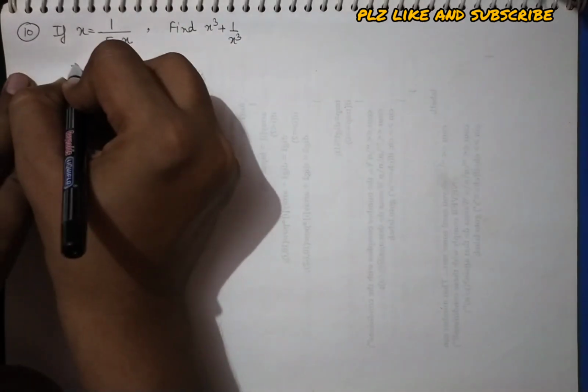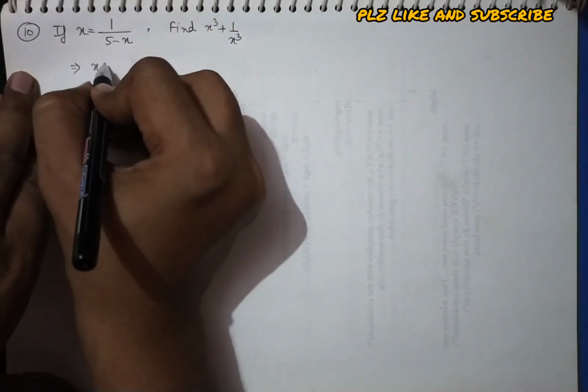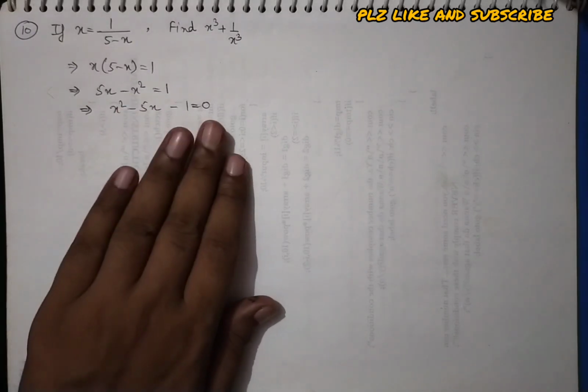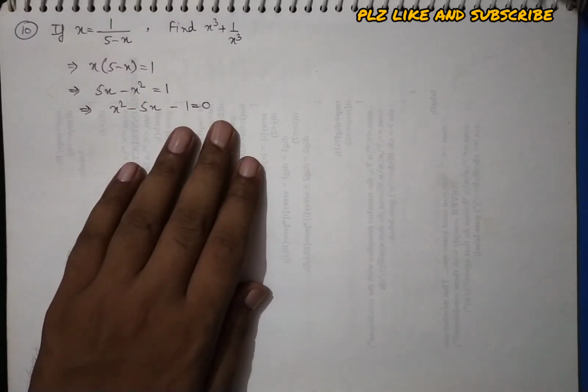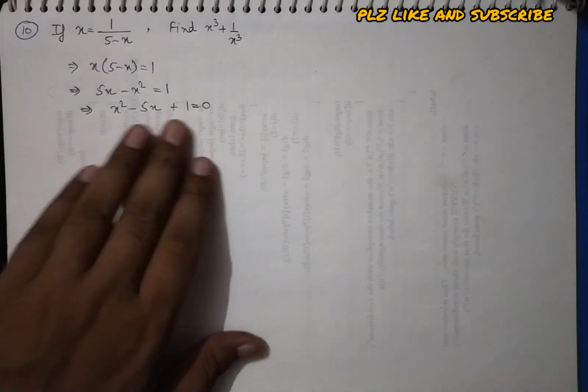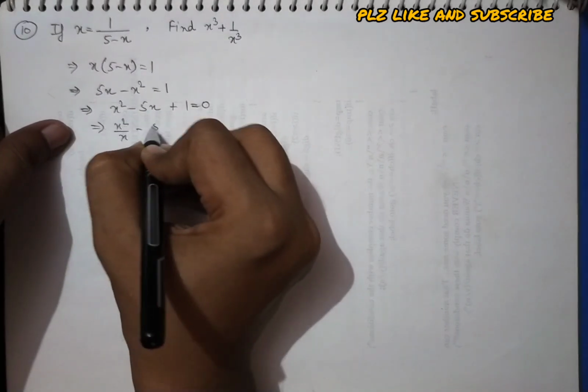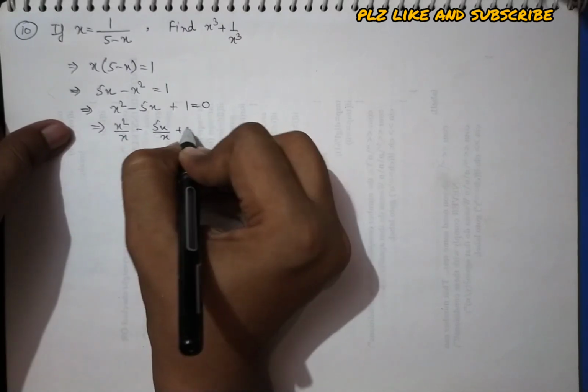Now question number 9 and question number 10 both have similar questions, so I am preferring to do question number 10. And we have been given this one. Let's first of all simplify this one, and on doing so we are first going to do the cross multiplication, that is x into 5 minus x equals 1. On making transpose and opening the bracket, we have got this, and then we have shifted all of them to one side, and after that we are going to divide the whole expression by x, and on doing so you will be getting x square upon x minus 5x upon x plus 1 upon x.